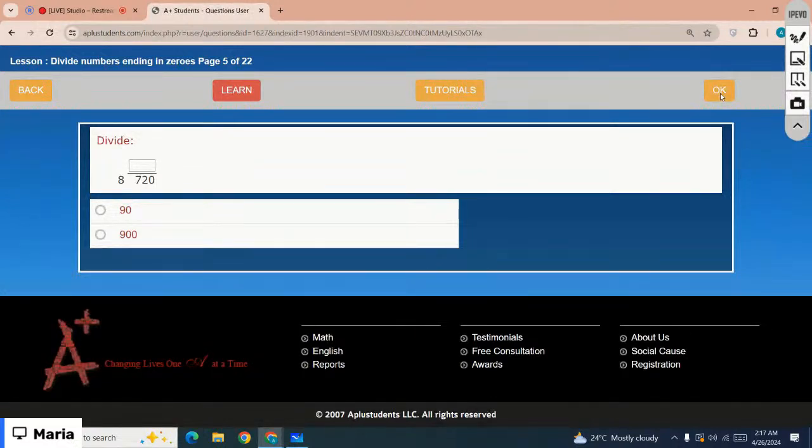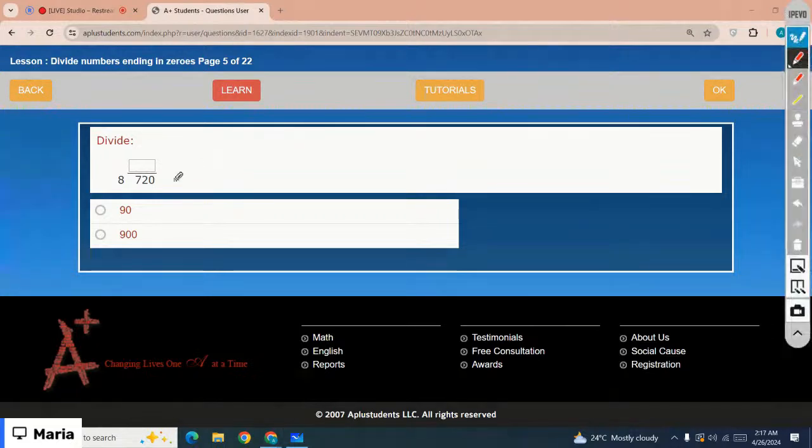Okay, the next one is 720 divided by 2, right? So you have one zero with 720. So you simply divide the non-zero values. That means you need to divide 72 by 8. So you need to count a table of 8 until 72. 8 times what number is 72? 8 times, yes, 9 is 72. So that would be 90. Very good. Option number one, correct option, 90 it is.